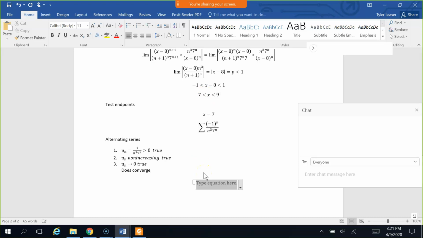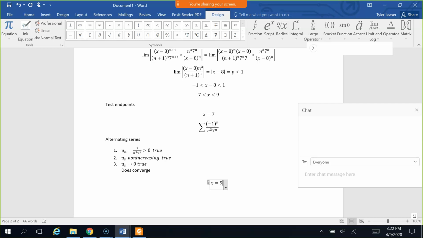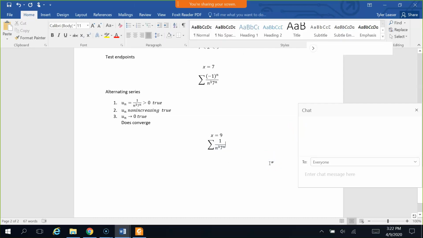We also need to try the other endpoint when x is 9. So plugging that one in, we're going to get the series of just 1 divided by n cubed 7 to the n. Okay, and now we need to do a test to see if this converges. This one's going to be a little bit weird. So we have this 1 over n cubed, and we have this 7 to the n, and trying to decide whether this converges or not. We cannot do the integral test because it would be very difficult to integrate this. And other than that, we're kind of out of tests at that point.